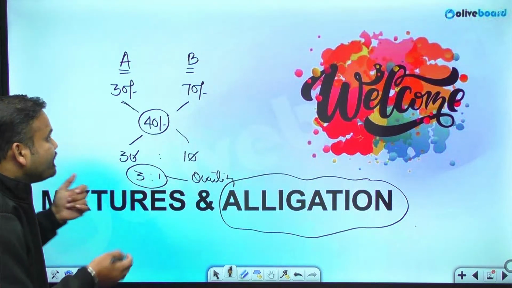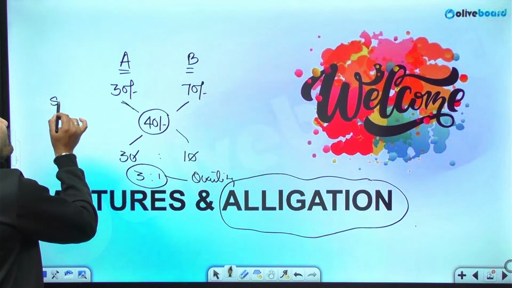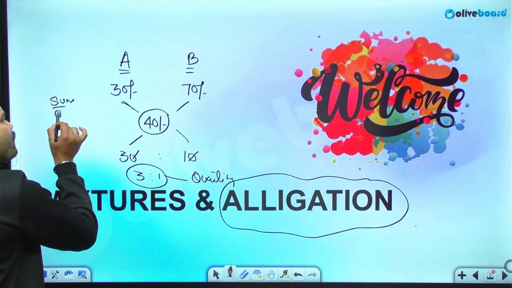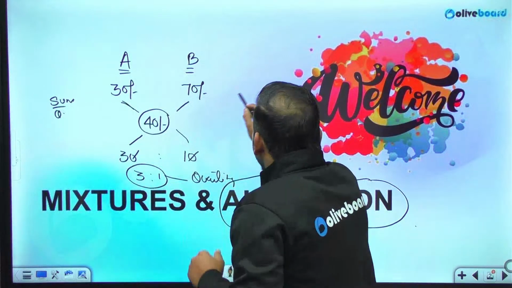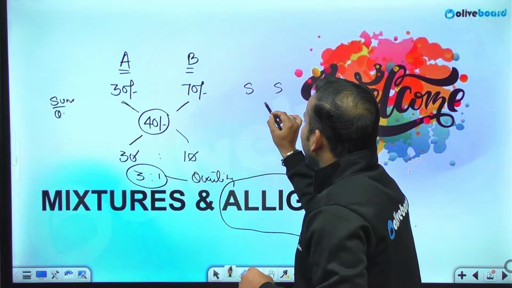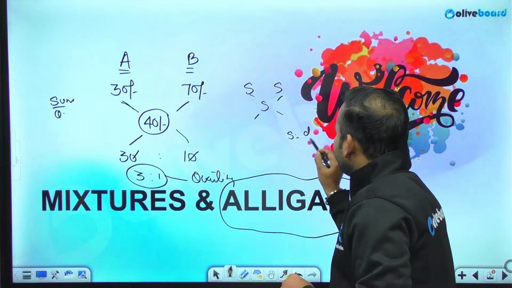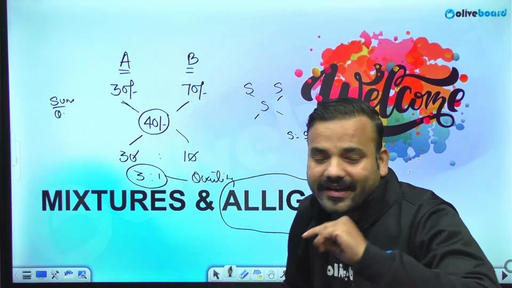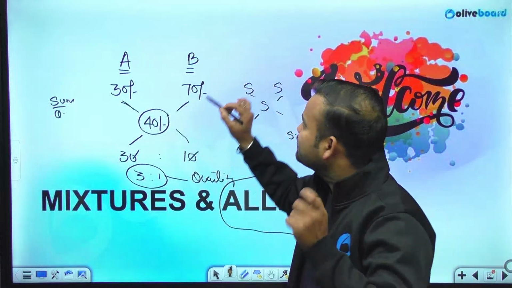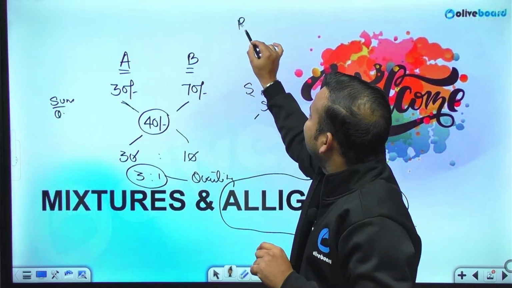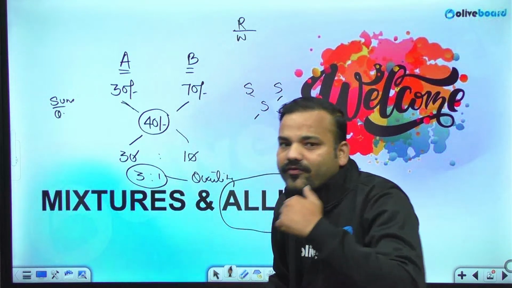Why? This is the average price. And how is average price calculated? Sum of all the prices by number of quantities. So this is the ratio of quantity. If you are using average speed over here, speed is what? Speed is distance upon time. Then this particular ratio will be the ratio of time. If you are using bowling average over here, what is bowling average? Bowling average is runs conceded by a bowler per wicket taken. Then this will be the ratio of wickets.